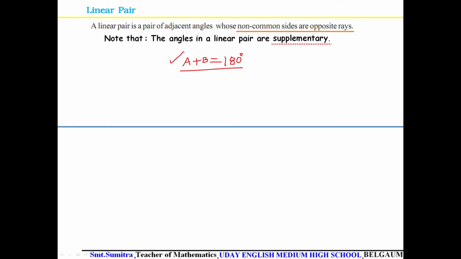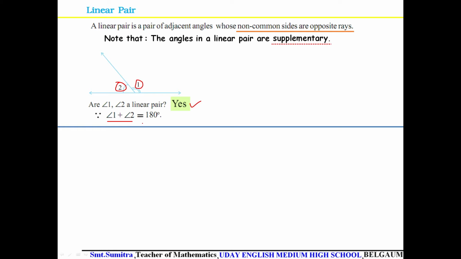I'll give examples. Now you see. In this picture, we can easily say angle 1 and angle 2 are a linear pair, because angle 1 plus angle 2 equals 180 degrees. Another example. In this picture, angle 1 and angle 2 are not a linear pair, because angle 1 plus angle 2 is not equal to 180 degrees.